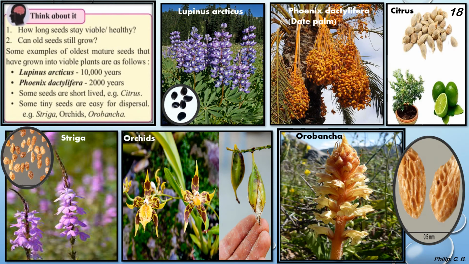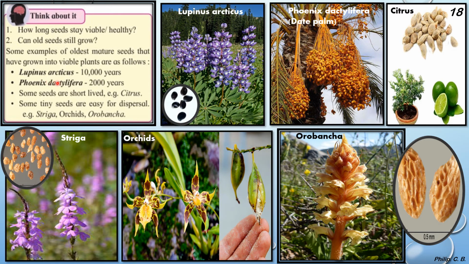Now again few more images, all beautiful images you can see. First read the caption which is given in the textbook, also additional information. How long seeds stay viable and healthy, means the time period, maybe 1 day, 1 week, 1 month or 1 year or more than that. Can old seeds still grow? Is it possible? Some examples of oldest mature seeds that have grown into viable plants are as follows. These examples are given in the textbook.